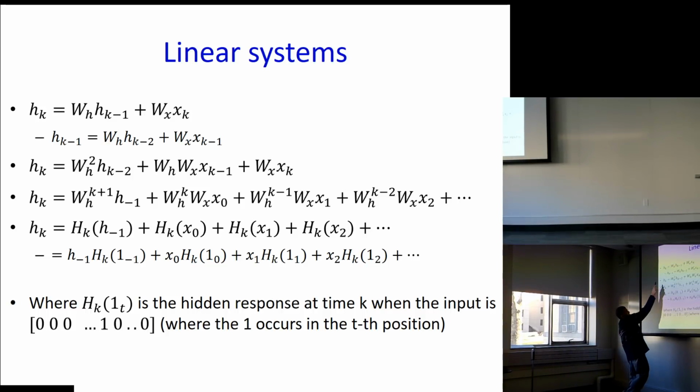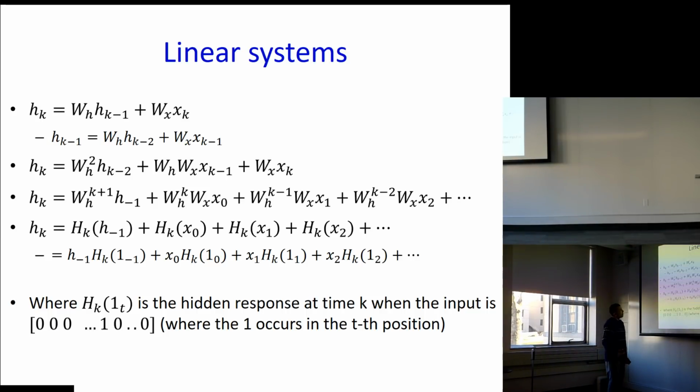At the current time, hk is going to be Wh times hk minus 1 plus Wx times xk, which is a weighted sum of the hidden layer at the previous time plus a weighted sum of the input at the current time. But then if I take a step back, hk minus 1 itself is Wh times hk minus 2 plus Wx times xk minus 1. In other words, the output of the hidden layer at the previous time was in turn a weighted combination of the hidden layer at the previous time and the inputs at the past time.